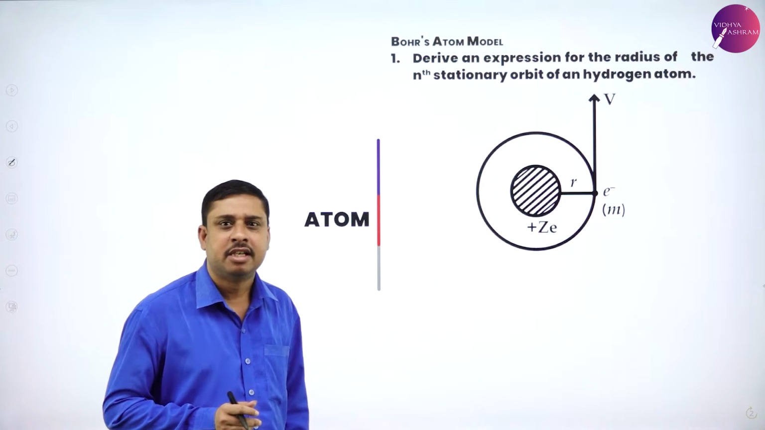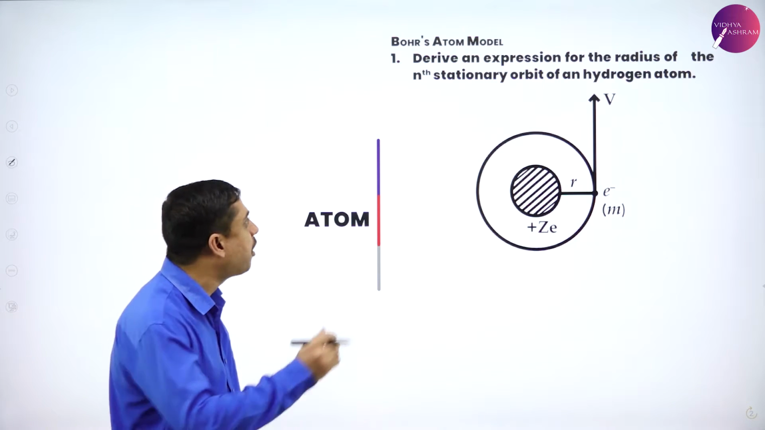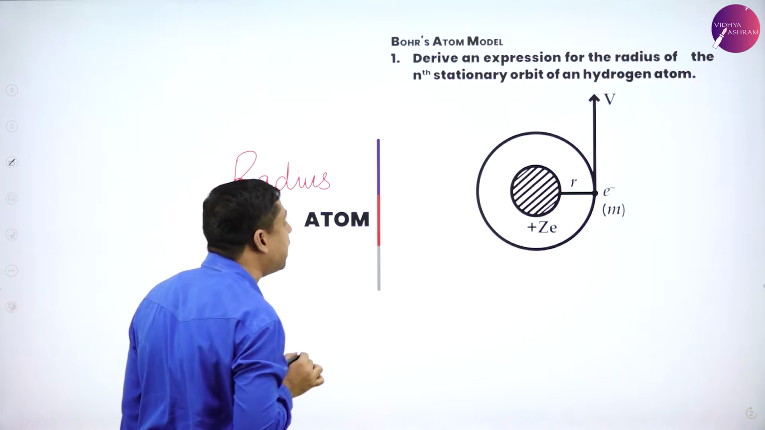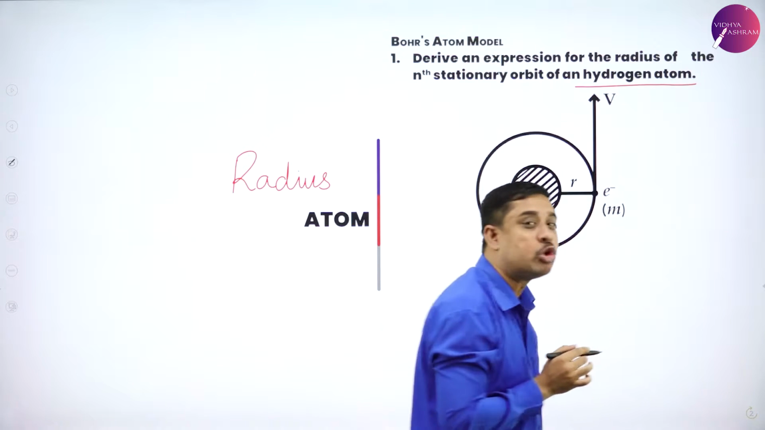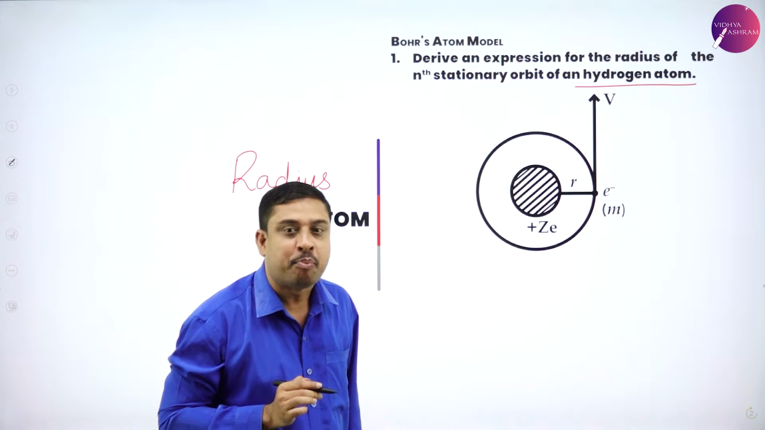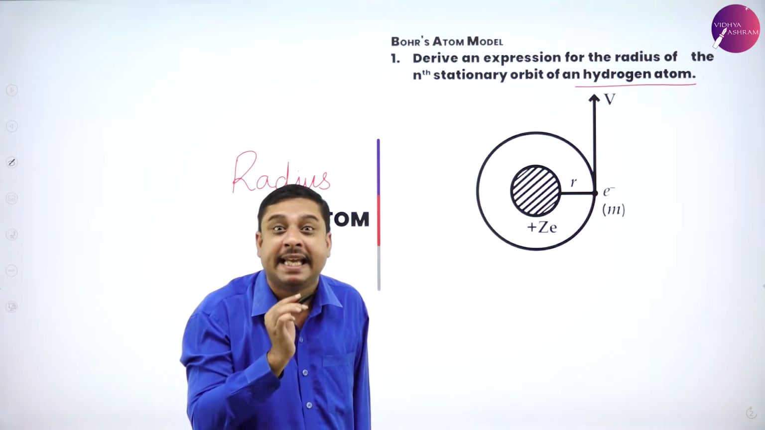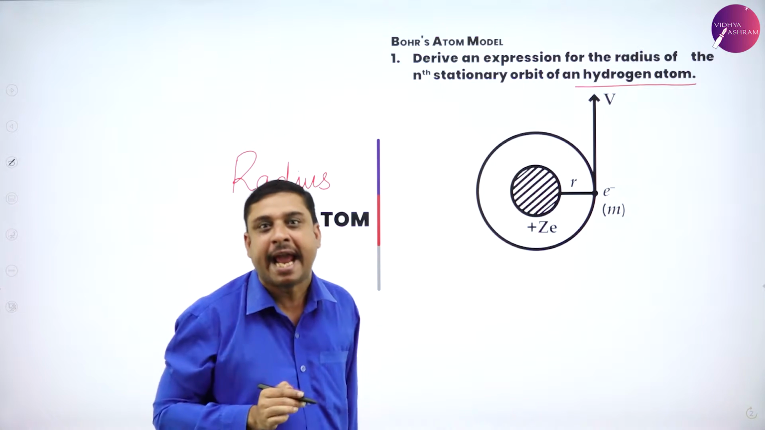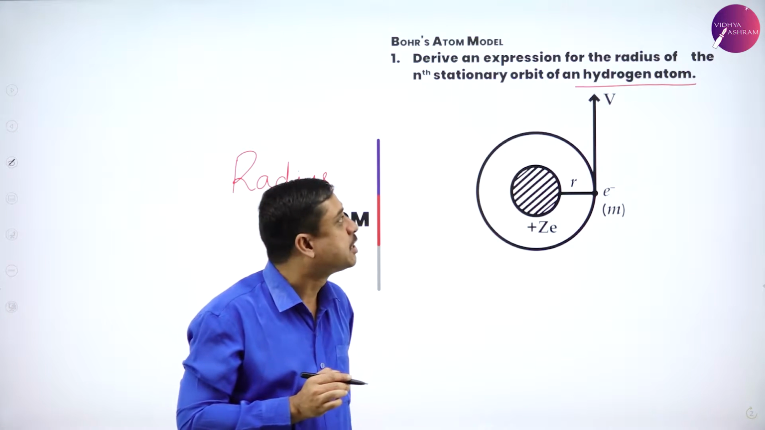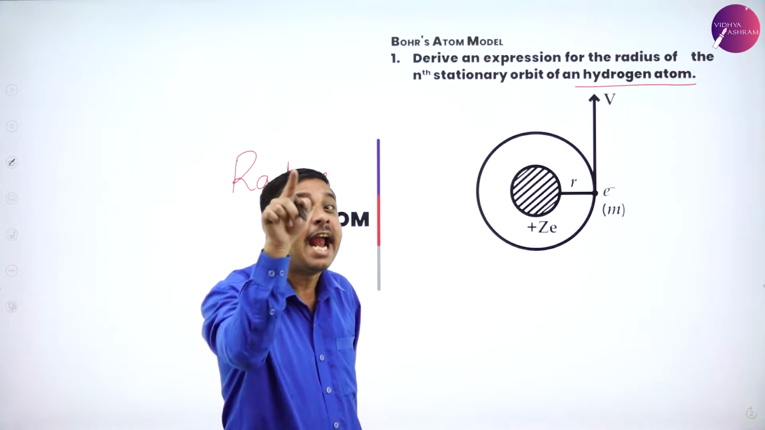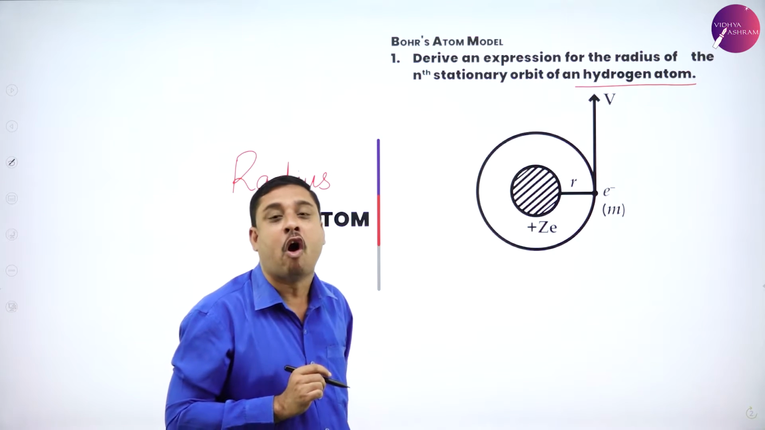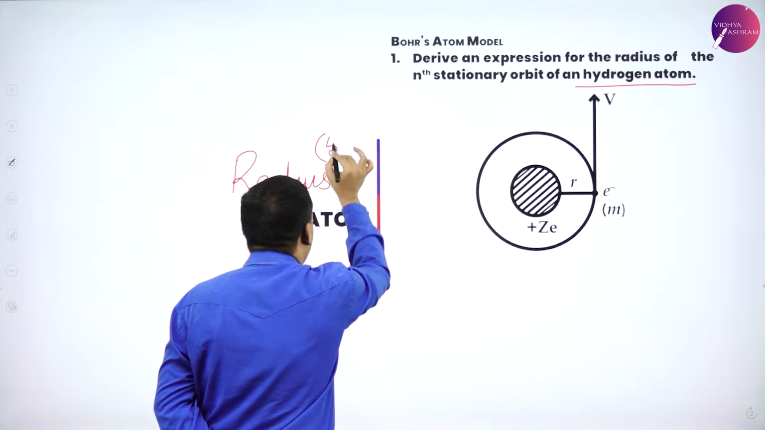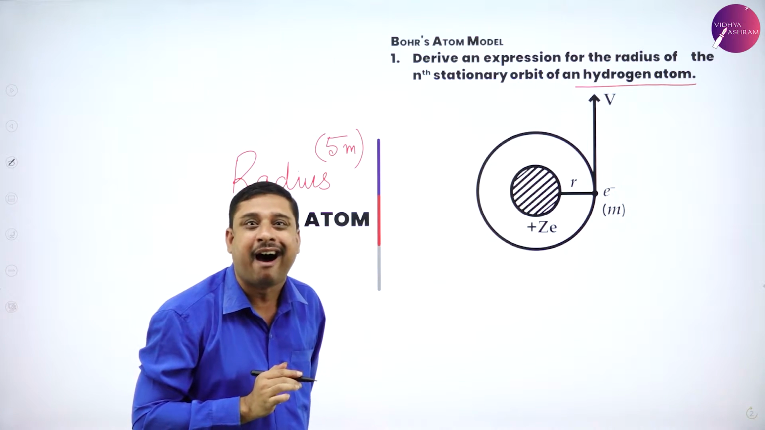Therefore, we start deriving an expression for the radius of the nth stationary orbit of a hydrogen atom. Very, very important. Using Bohr's theory, framed on the principles of Bohr's postulates, I am deriving an expression for the radius of the nth stationary orbit of hydrogen atom. And remember, this is a very important 5-mark question often asked in the exam.